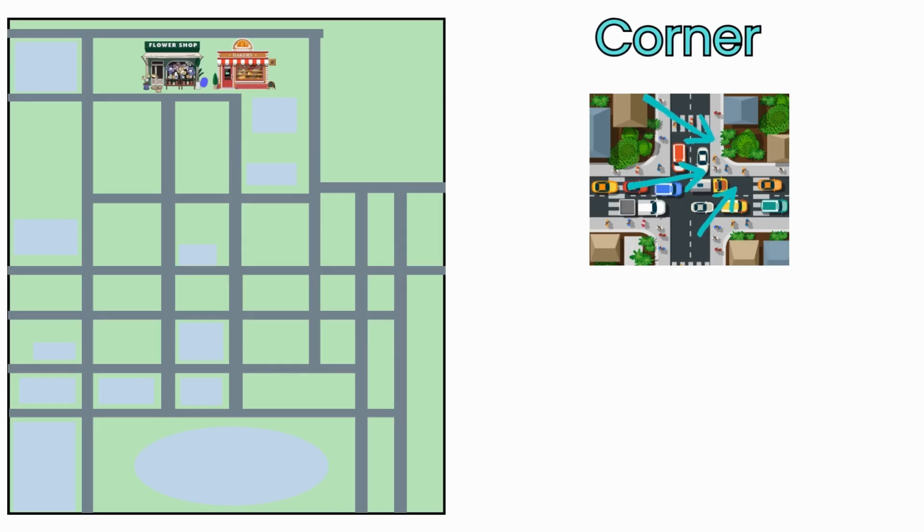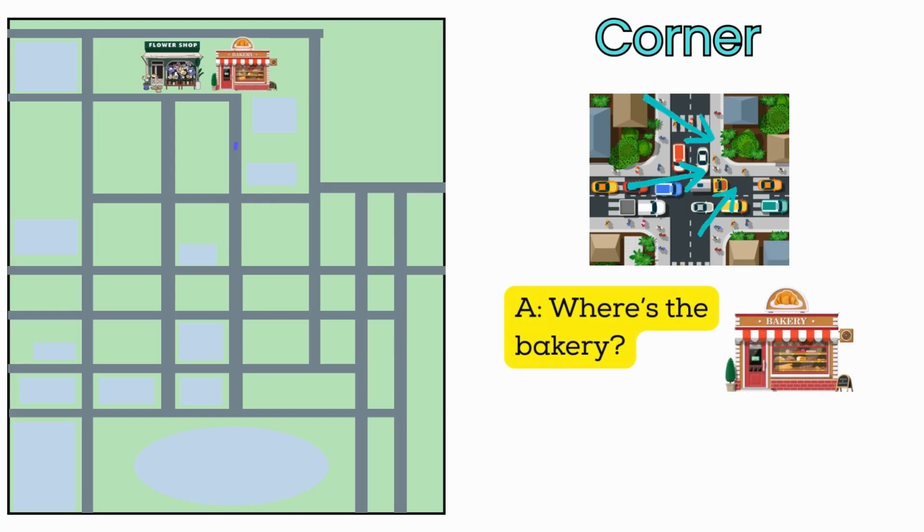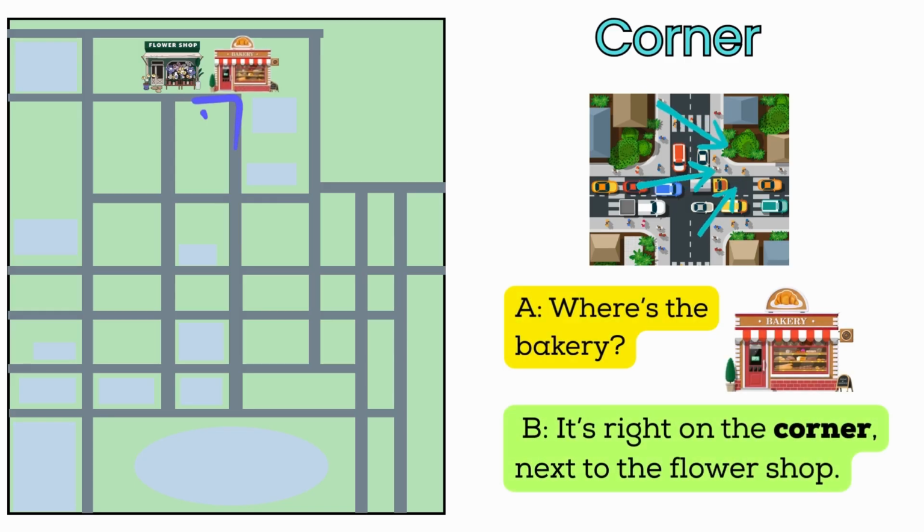Corner. A corner is where 2 streets meet. Where's the bakery? It's right on the corner, next to the flower shop.